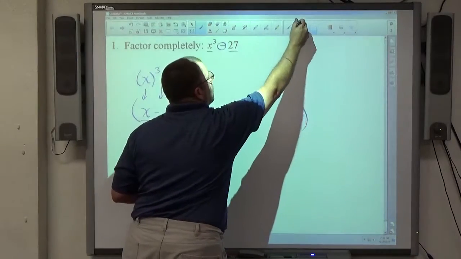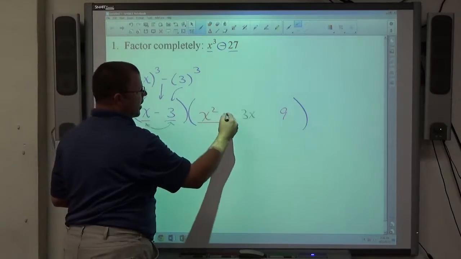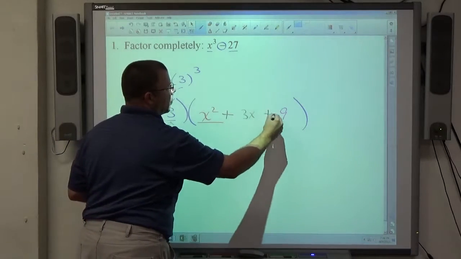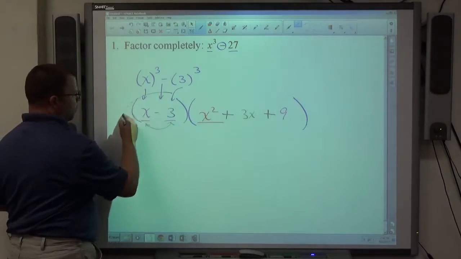And as far as the signs are concerned, it's always the same sign in the first parentheses. The very next sign is always the opposite sign. The last sign is always plus. And that would be the entire thing. So your factored form for that one would be this.